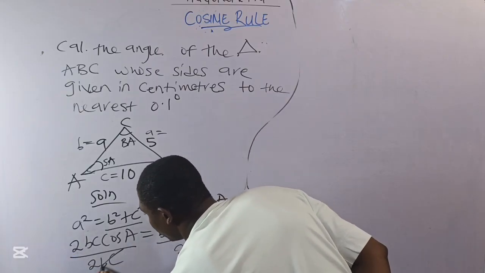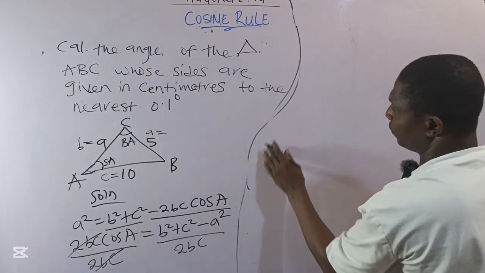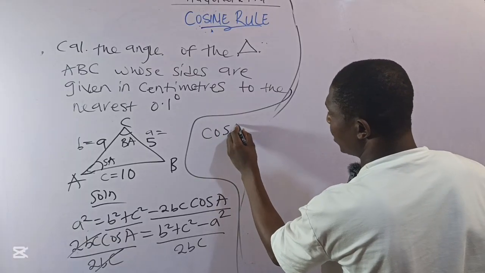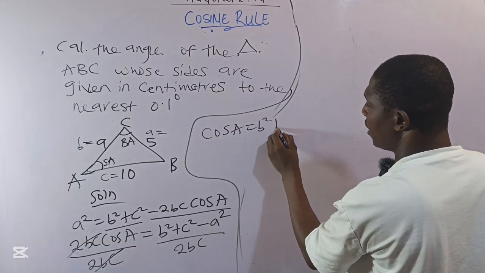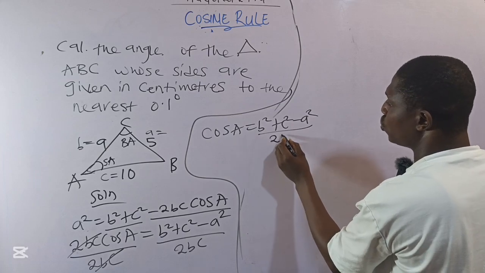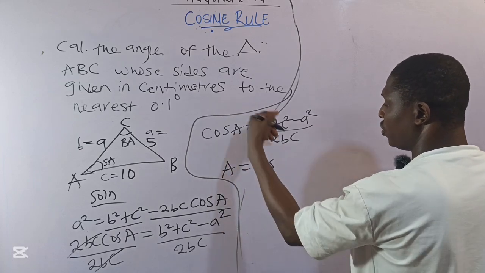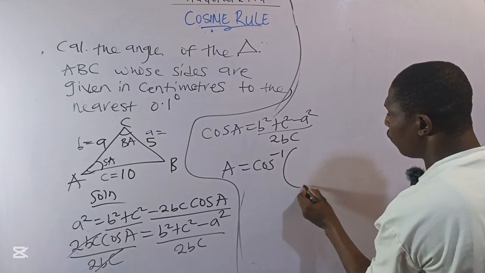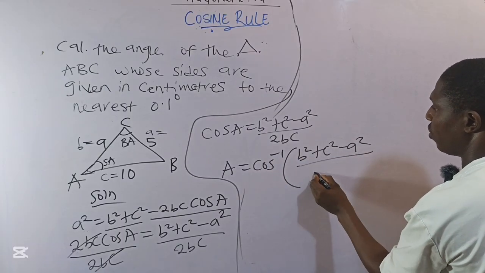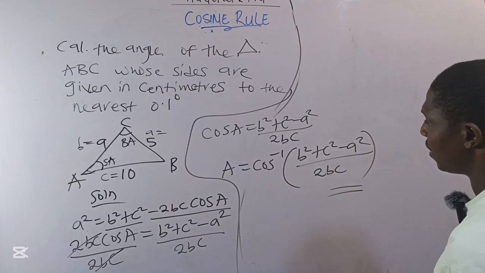And I'm looking for A, so I must divide through by 2bc. We cancel 2bc, and I'll have cos A equals b squared plus c squared minus a squared all over 2bc. And I'll get my angle A, when cos crosses the equality, to become cos inverse of b squared plus c squared minus a squared all over 2bc. So this is the formula we'll be using to get our cos A.